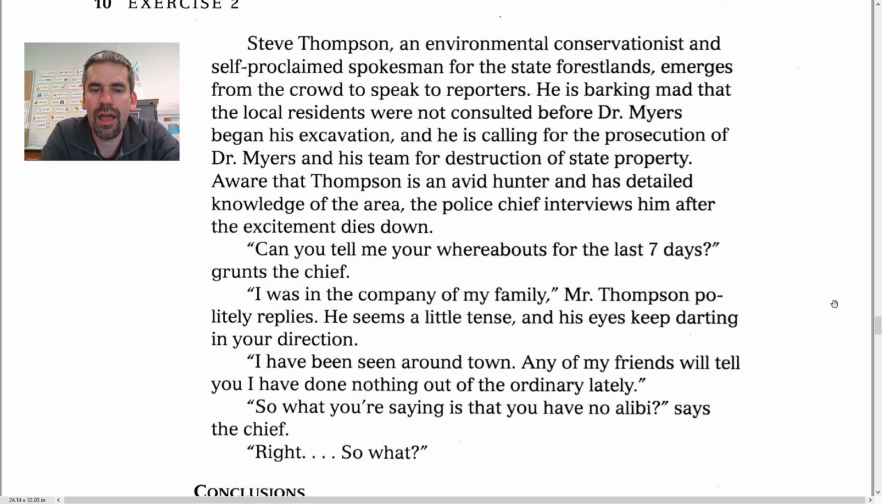Aware that Thompson is an avid hunter and has detailed knowledge of the area, the police chief interviews him after the excitement dies down. "Can you tell me where your whereabouts for the last 7 days?" grunts the chief. "I was in the company of my family," Mr. Thompson politely replies. He seems a little tense, and his eyes keep darting in your direction. "I have been seen around town. Any of my friends will tell you I have done nothing out of the ordinary lately." "So what you're saying is that you have no alibi," says the chief. "Right, so what?"